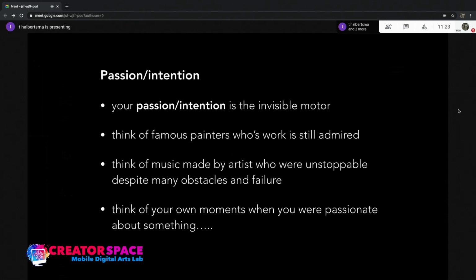And think of your own moments when you were passionate about something. There's this drive, there's this enormous feeling. You want to do something, you can conquer the mountains. So use your own passion. Okay, next slide.